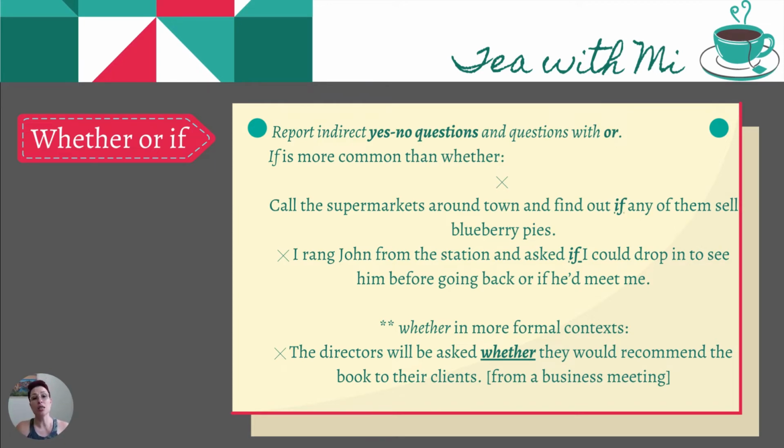Take a look. Call the supermarkets around town and find out if any of them sell the blueberry pies. The question here is, do the supermarkets sell blueberry pies? But instead of asking the question directly to the person, I am saying, call the supermarkets around town and please find out if any of them sell blueberry pies. This is a yes or no question. So there are only two possible answers for this question. So I'm going to use if.